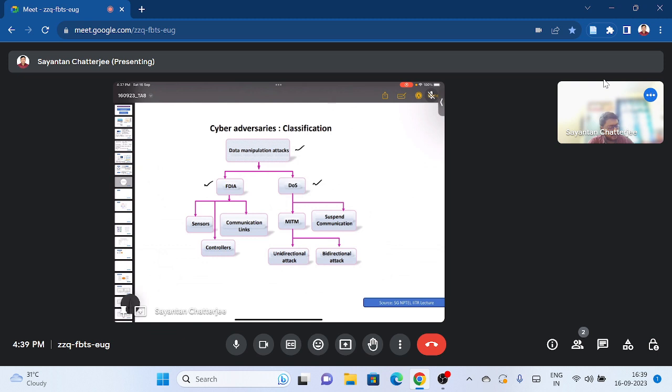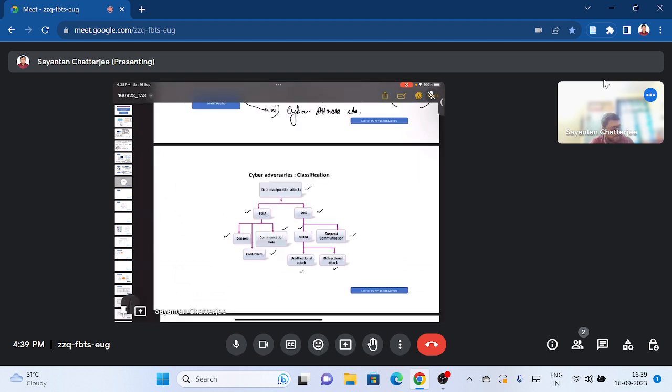The FDIA is mainly meant to compromise sensors, communication channel links, controllers, etc., whereas the denial of service attack is to restrict the communication. So this can be a man in the middle attack. There can be some compromised devices, or there can be a human being who is compromising these devices and suspending the communication. And this can be both unidirectional as well as bidirectional.